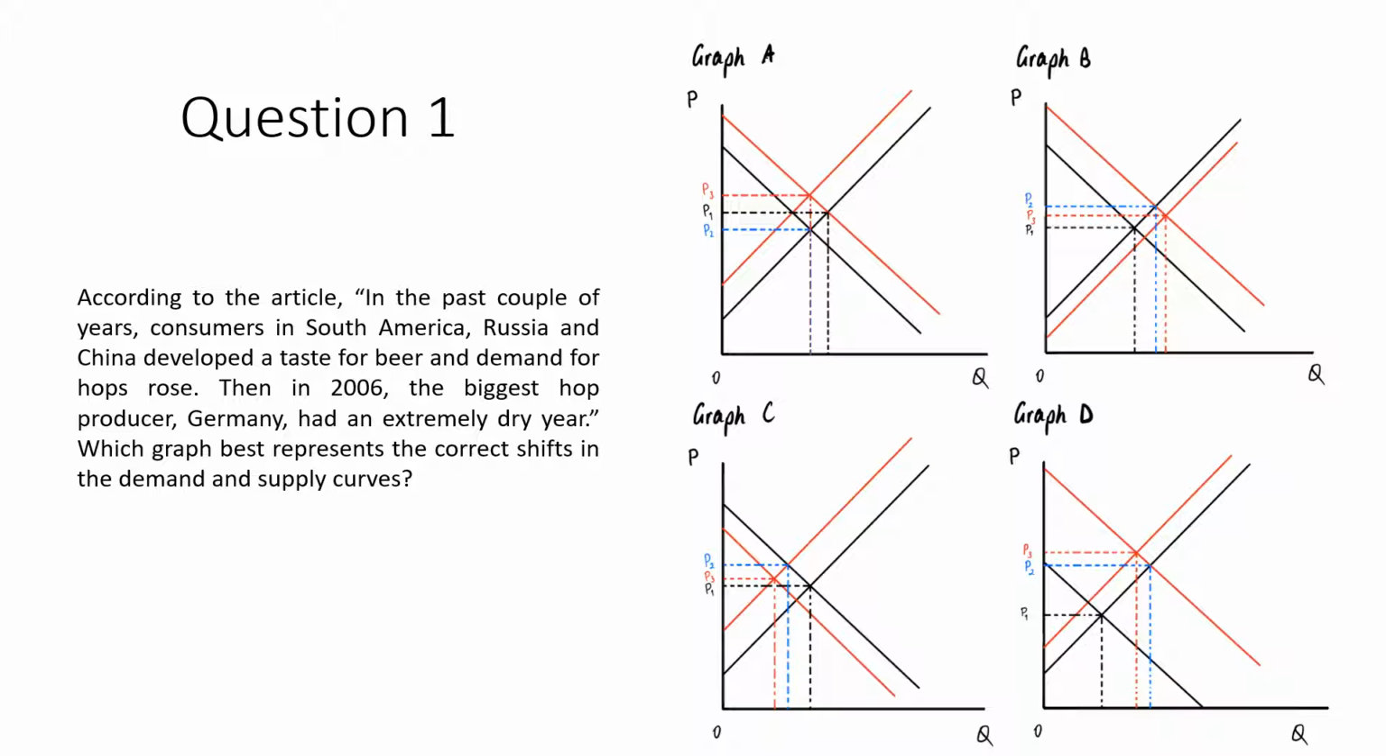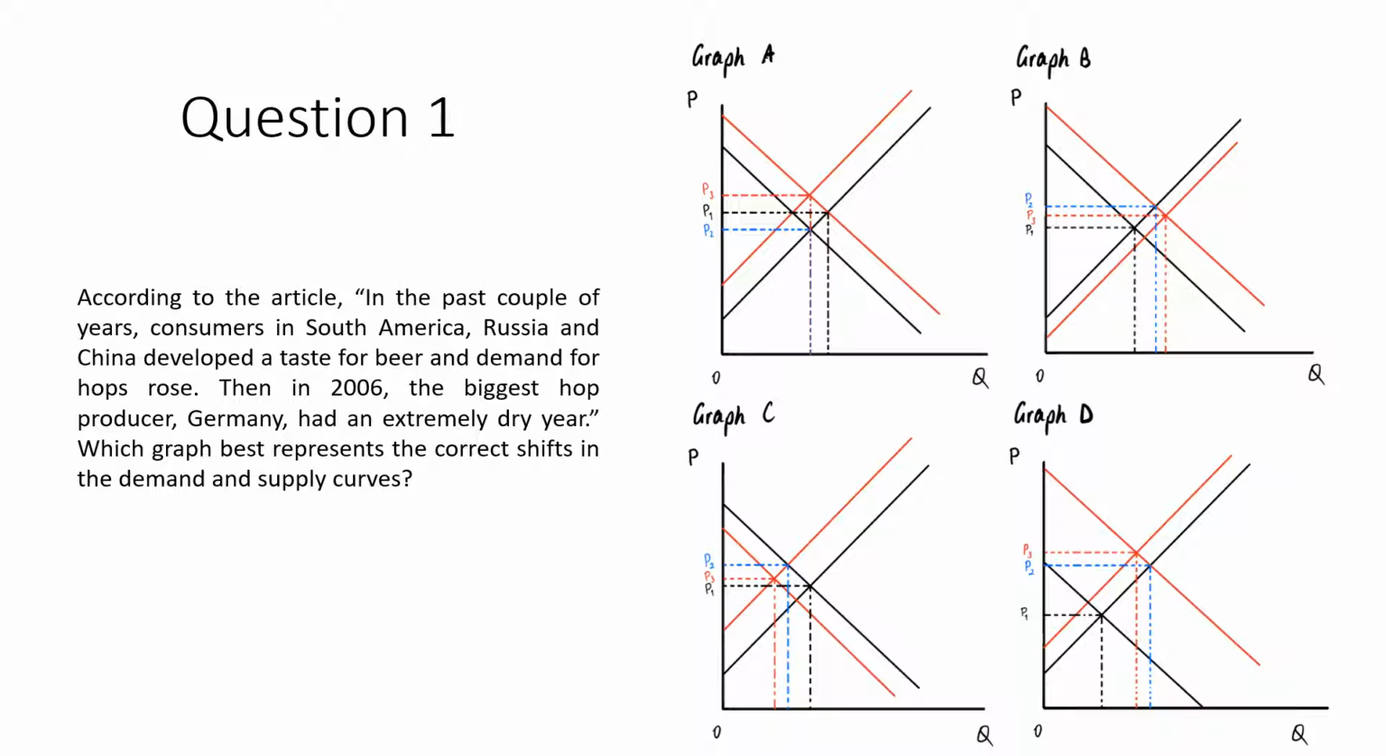So question 1 says that according to the article, in the past couple of years, consumers in South America, Russia, and China developed a taste for beer and demand for hops rose. Then, in 2006, the biggest hop producer, Germany, had an extremely dry year. Which graph best represents this shift?